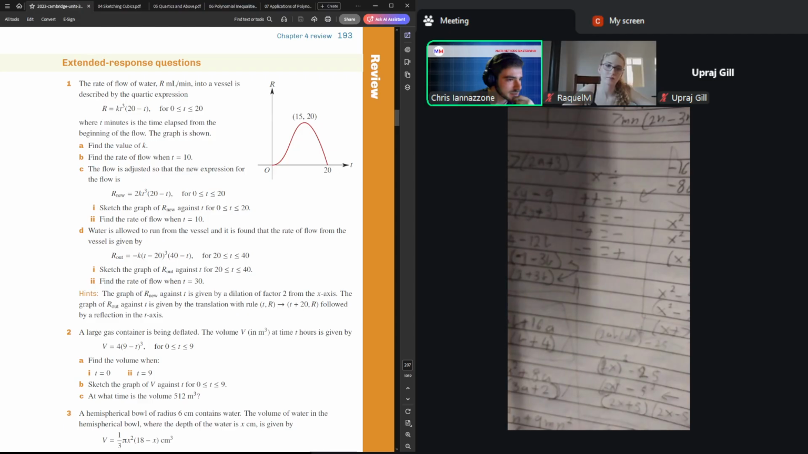Either way, yeah, it was just subbing in the point and solving for k, right? Any complications there? Let me know. Otherwise, part B, find the rate of flow.